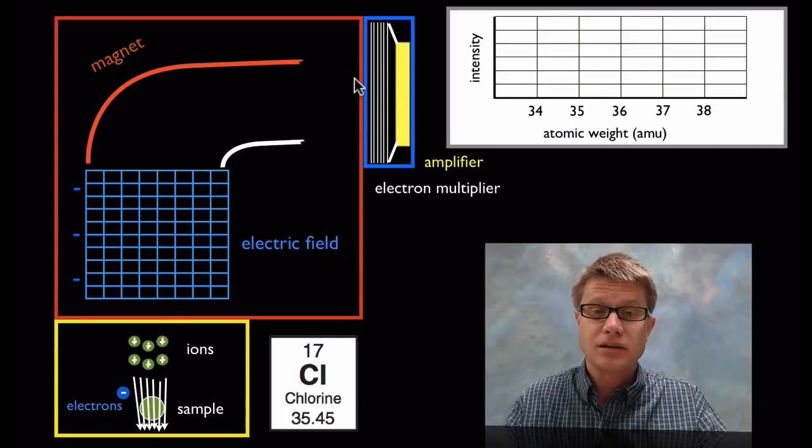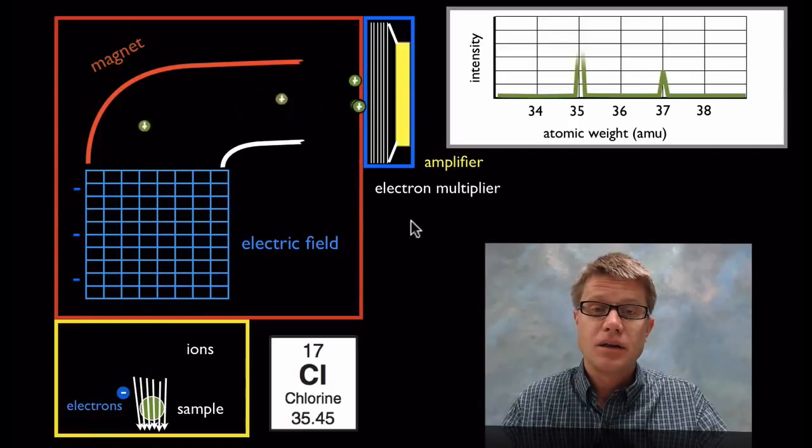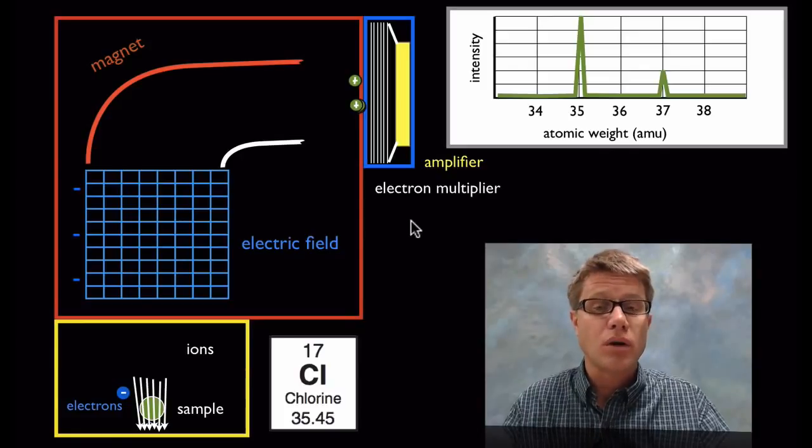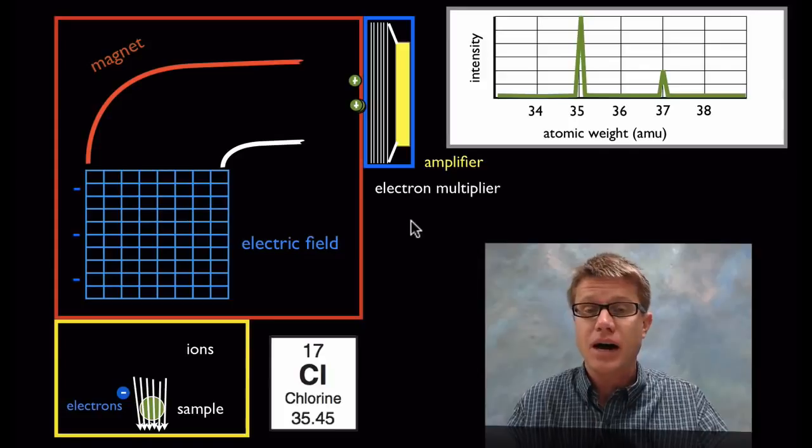If we look back at that, let's look at those ions flow again. So you can see the chlorine 37 doesn't quite make it around the corner. And which do we have more of? Well, we're going to have more of those with an atomic mass of 35.